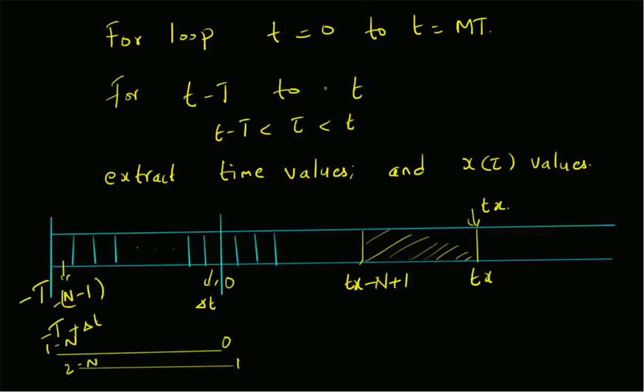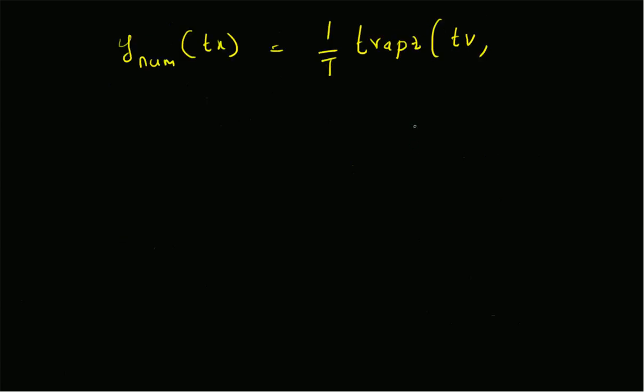tv is the time vector corresponding to this interval, that is from t[x minus n plus 1] to t[x]. So tv will be the time vector t from t[x minus n plus 1] to t[x]. So that is the vector. So tv, and then we have x of tau, that is the values corresponding to this interval. So we do this integration and we put the result in this vector, ynum of t[x] at this location, and then we can plot it. The next step is to plot the results.